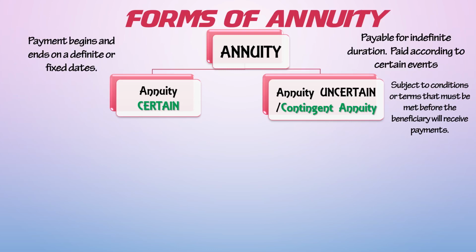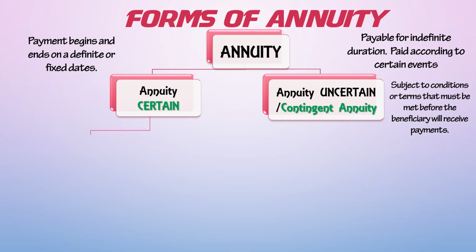And before you can be paid for your insurance, or before the beneficiary will receive the money, you have to submit all the requirements first. Okay? So yung sa accident insurance, ganun din, kailangan isubmit mo na lahat ng requirements. For the pension, there are also requirements that need to be submitted before you start receiving your pension. So, those are examples of annuity uncertain or contingent annuity.